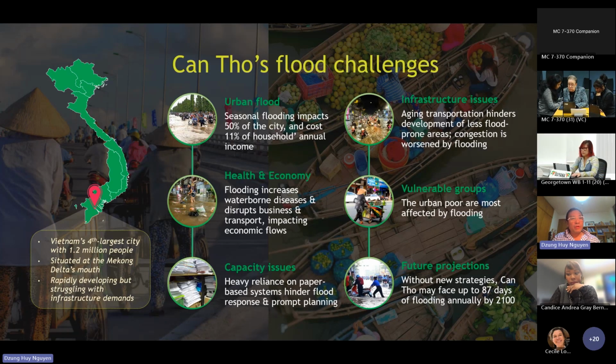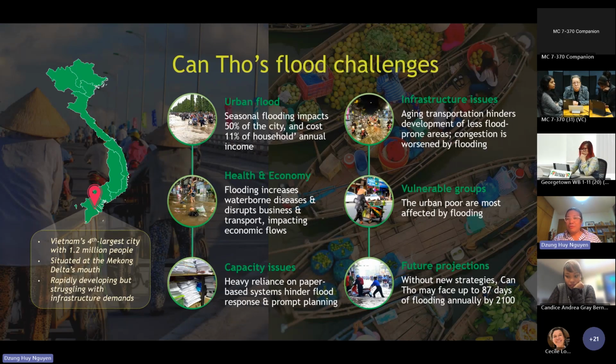Cần Thơ city itself is a regional hub for the entire Mekong Delta, the main agricultural and industrial zone of the Mekong Delta, and this is also the fourth largest city in Vietnam, with a population of about 1.5 million. But because it is located in the heart of the Mekong Delta, every year Cần Thơ also faces a huge challenge with flooding. Basically, the city is flooded every year.